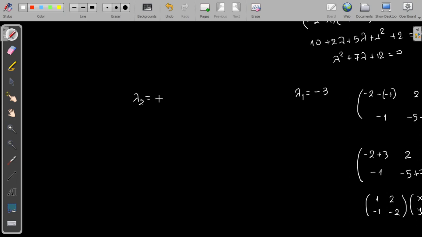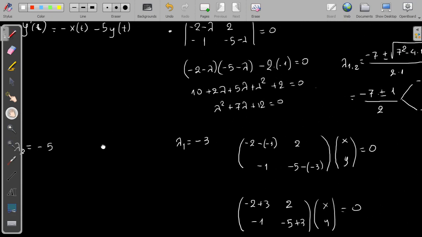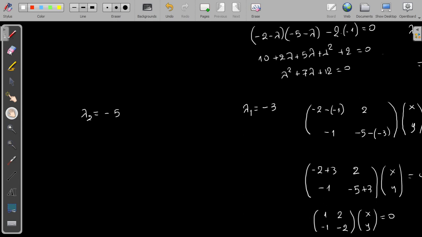Lambda 2 will be equal to minus 5. Am I correct? No, minus 4. Minus 4. So basically, again, I will substitute my matrix: minus 2 minus minus 4, 2, minus 1, minus 5 minus minus 4, times my xy should be 0.